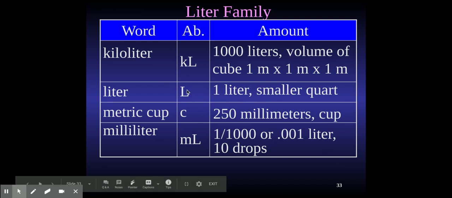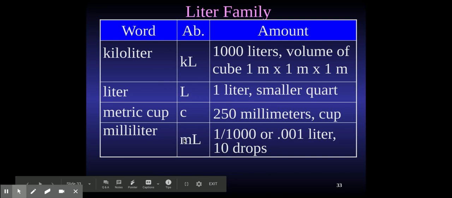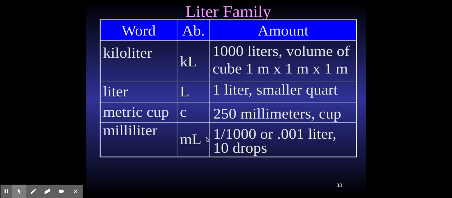And so you might see, especially liters and milliliters, these labels on the bottoms of different juice bottles and things like that. It might say 1L or 2L on those big party-sized jugs of soda to tell you how much is in there. Or it might say there's a couple milliliters in a container if it's a smaller amount.